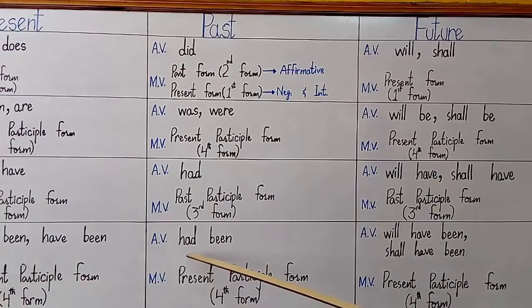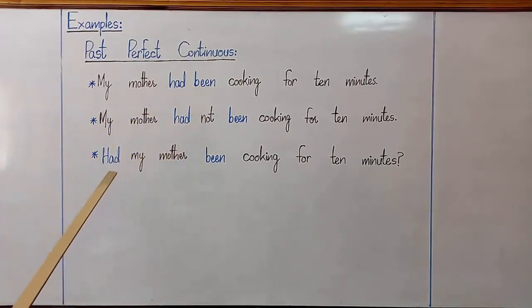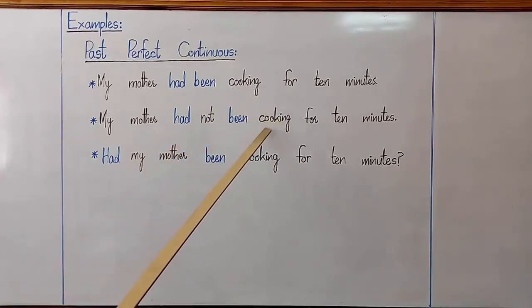In past perfect continuous tense, we use had been as auxiliary verb and we use present participle form, which means fourth form of main verb. These sentences on the board are the examples for past perfect continuous with the usage of had been as auxiliary verb in affirmative, negative and interrogative sentences, and the usage of present participle form of main verb, which is here.